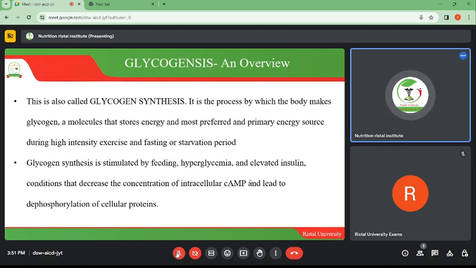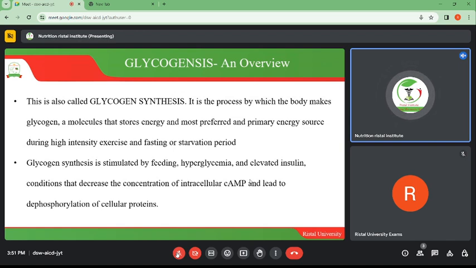These three factors are interrelated. If you feed, you eat your food, possibly let's say bread, or any source of carbohydrate, your blood glucose levels increase. And when your blood glucose levels are high, that's what we call hyperglycemia. So that condition stimulates your body to secrete the hormone called insulin.